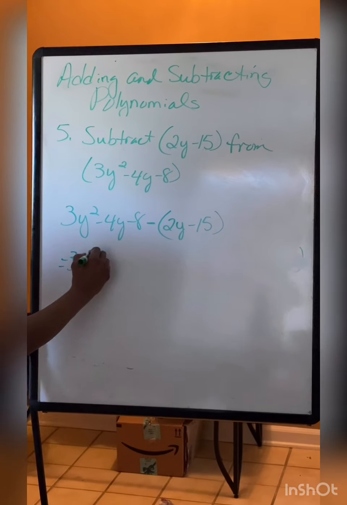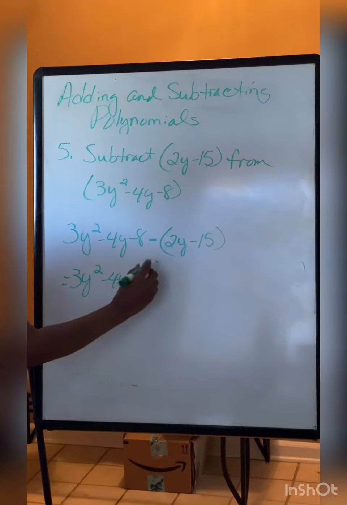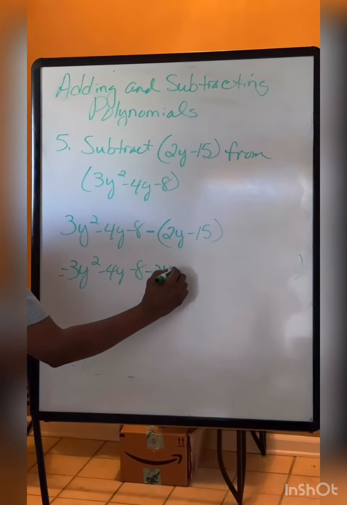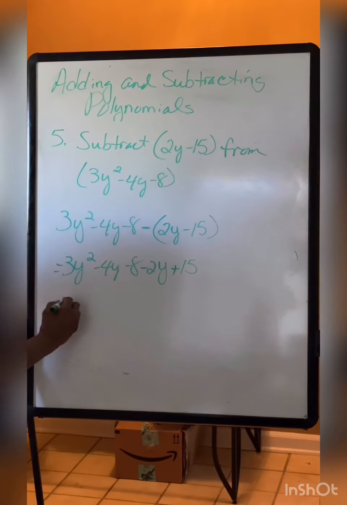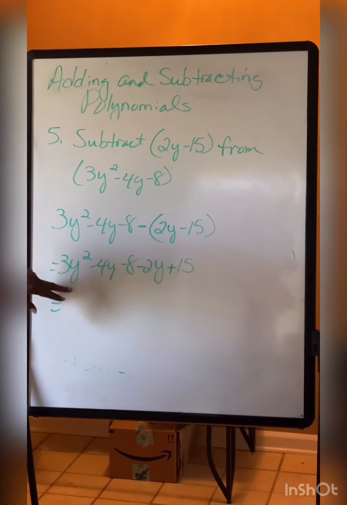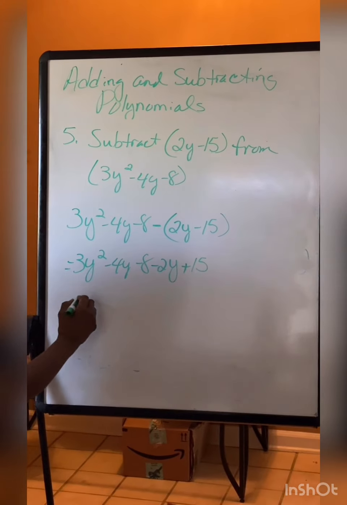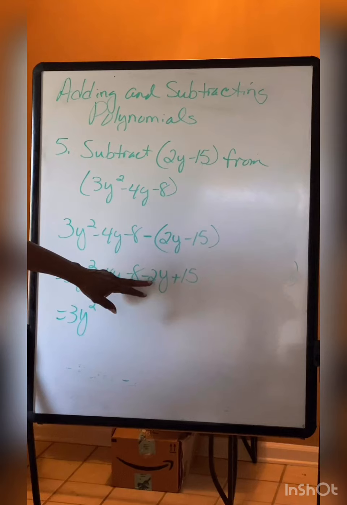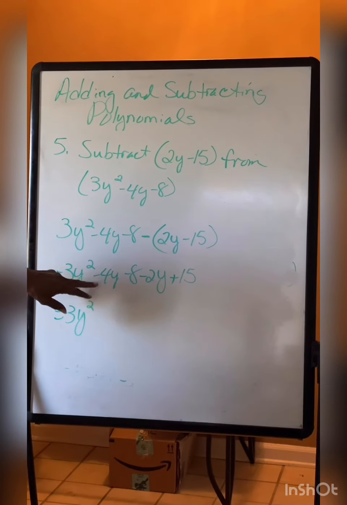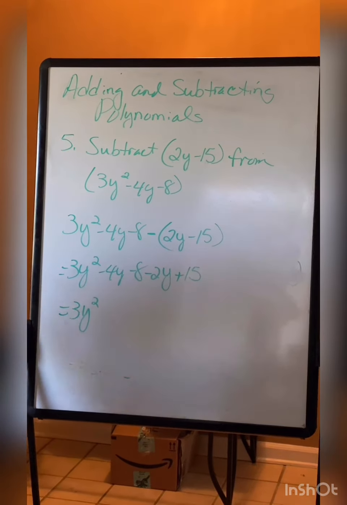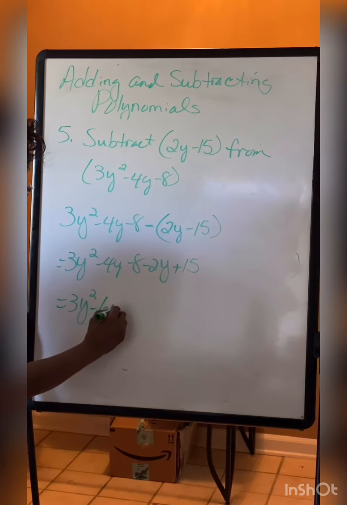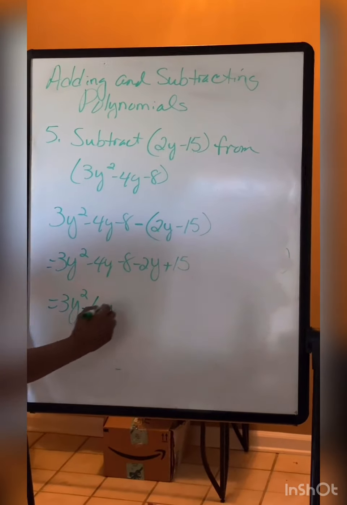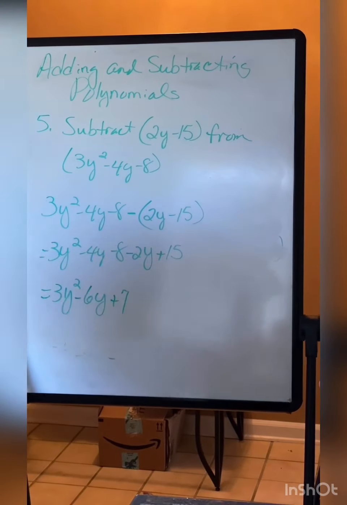I get 3y squared minus 4y minus 8. The opposite of 2y is a negative 2y. The opposite of a negative 15 is a positive 15. And as I combine like terms, there isn't a like term for the 3y squared, so I'll keep my 3y squared. There's a dash in front of the 4y, a dash in front of the 2y. So I'm combining a negative 4 and a negative 2, and that gives me a negative 6, so I get a negative 6y. This 8 is negative, the 15 is positive. When I combine, I get a positive 7.